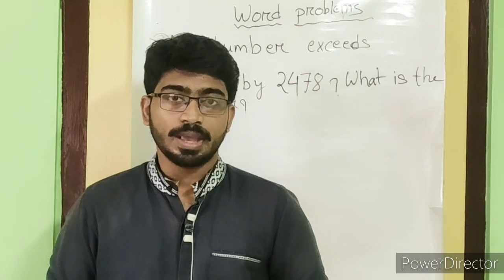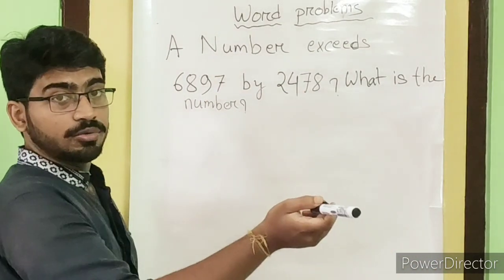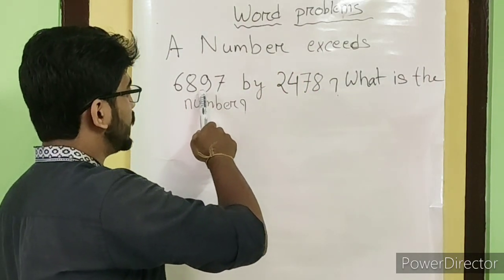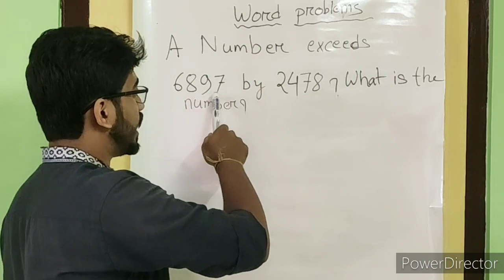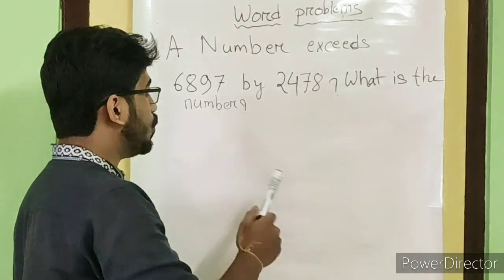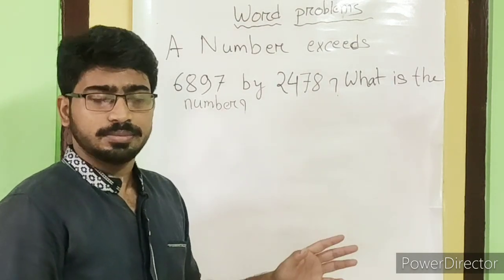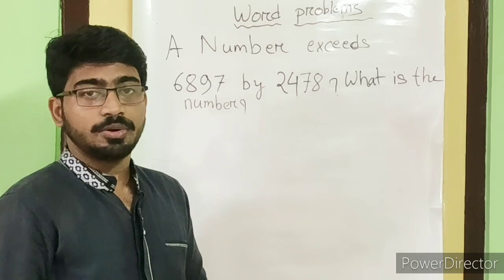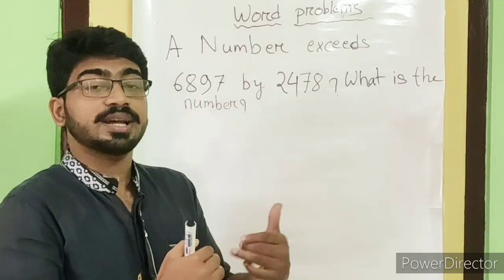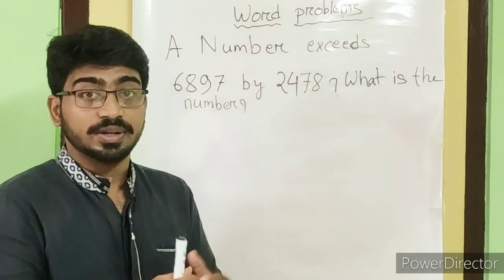Today I am going to discuss another type of word problem. You can see on my board that I have given one question. A number exceeds 6,897 by 2,478. What is the number? These are really very easy questions, but we can't understand what the question setter had told us. So we need to understand that first.